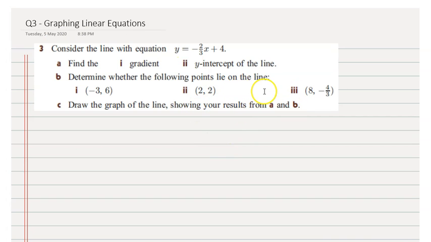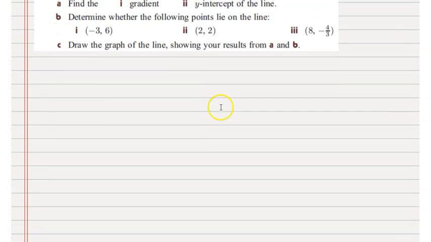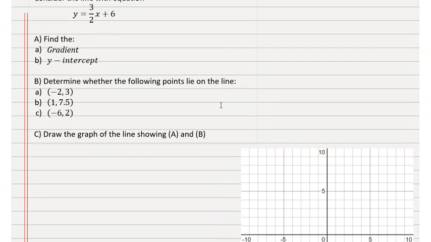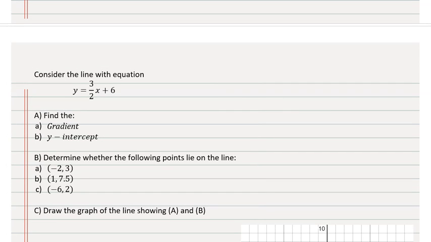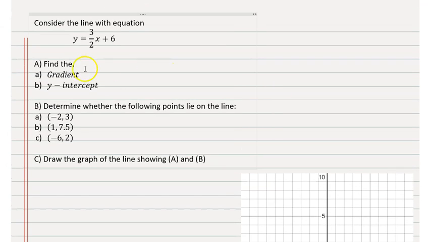Now, I'm not going to take your opportunity away of trying this question, so down here I've put together a similar question that we're going to work from. So in this equation, we'll go y equals 3 over 2x plus 6, and we want to find the gradient and the y-intercept.